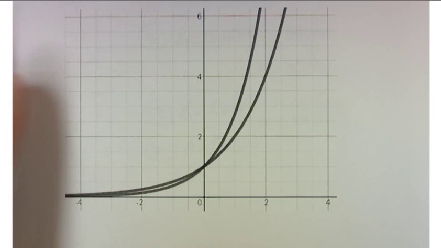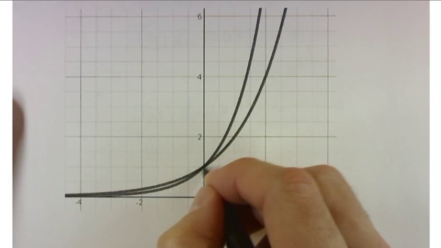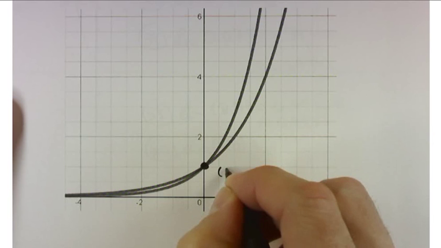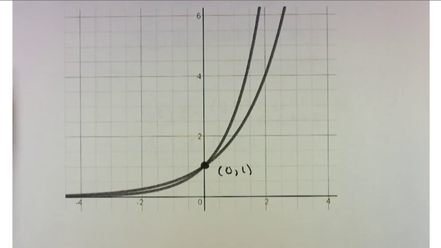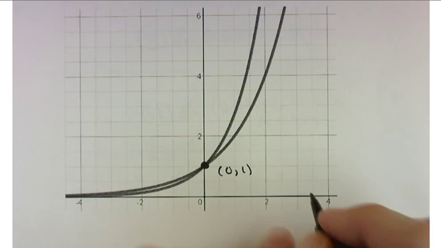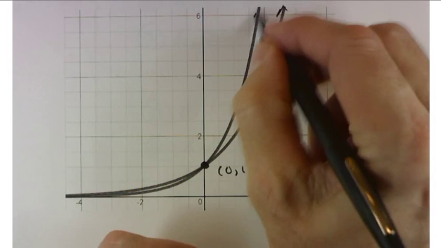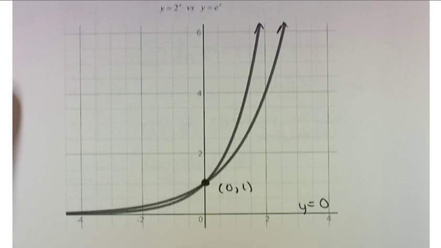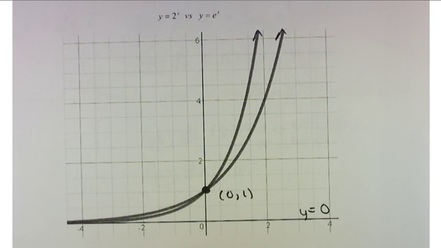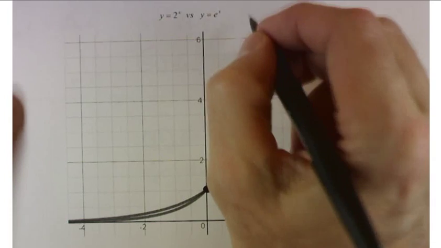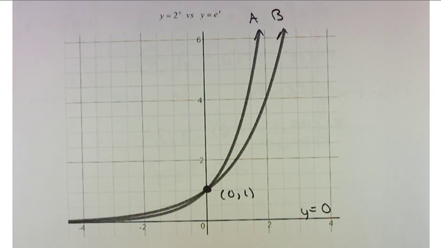Is there a big difference between these two functions? Same general form, right? They both pass through 0, 1. They both have a horizontal asymptote at y equals 0. They both grow really, really quickly, except which one do you think is 2 to the x and which one do you think is e to the x? I'll call this A and B. Which one do you think is 2 to the x? Which one do you think is e to the x?